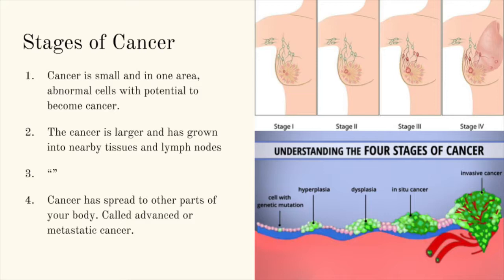Stages 2 and 3 are considered the same stage. The cancer is large and has grown into nearby tissue and lymph nodes. This is more serious, but not as serious as stage 4. Stage 4 cancer has spread to other parts of your body, called advanced or metastatic cancer. This is where it's really serious and there usually isn't much of a cure at this point.